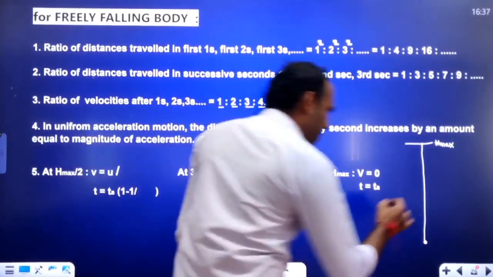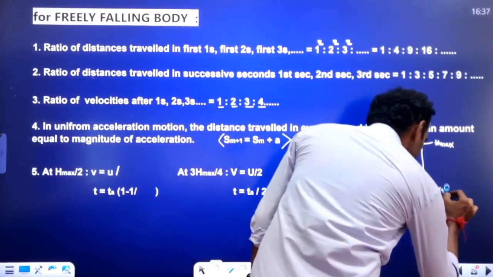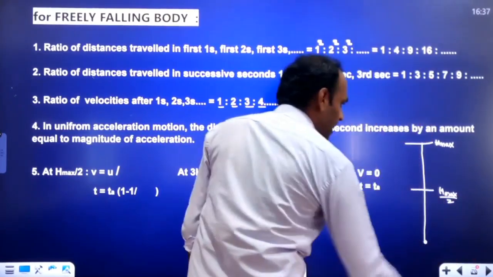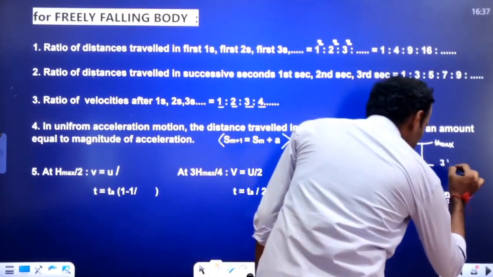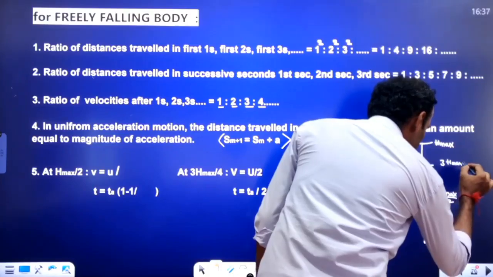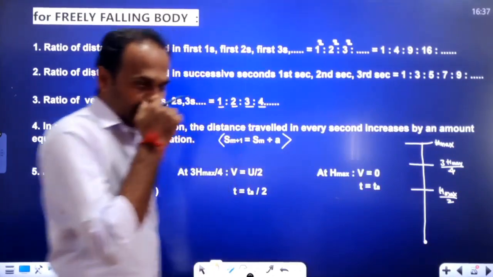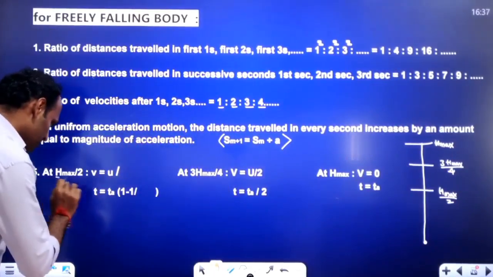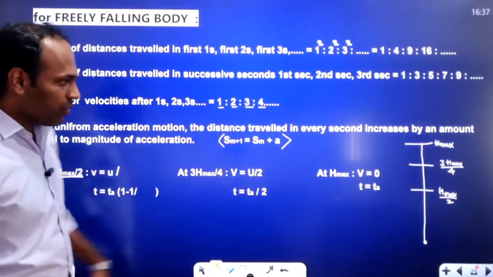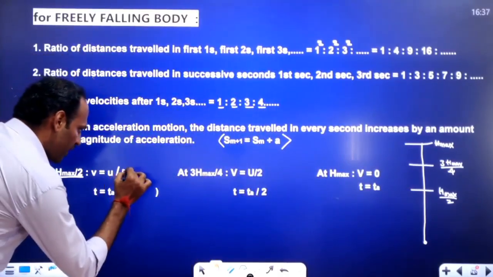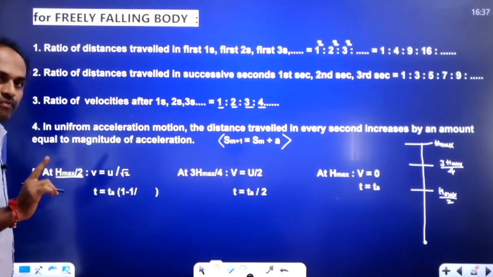Half of the maximum height is said to be h max by 2, and this is said to be 3h max by 4, 3/4 of the maximum height, correct? See, when we have reached a height of h max by 2, its velocity will be u by root 2, it will not be half.